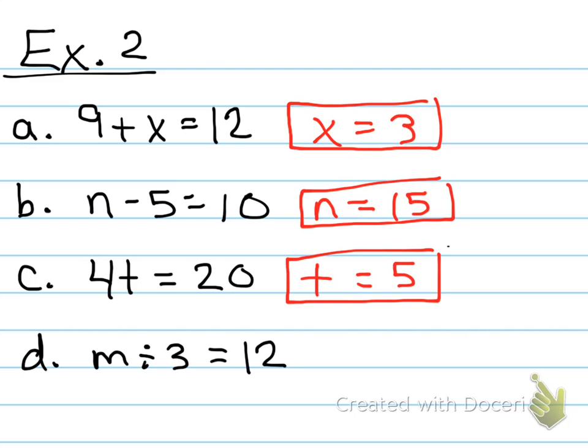And then lastly, we have letter D. M divided by 3 equals 12. What does M have to equal, John? It has to be 36.